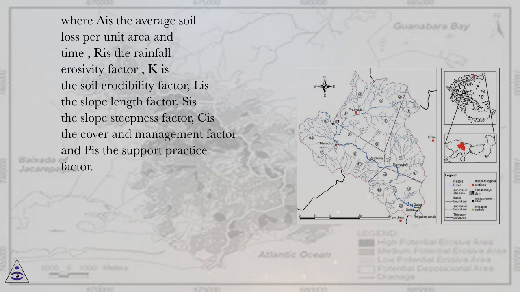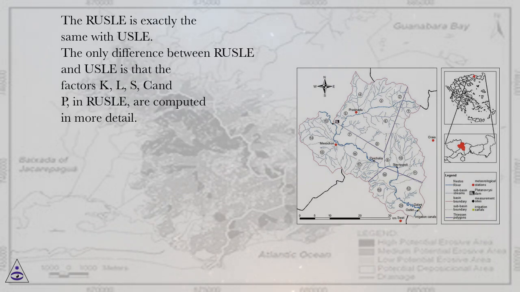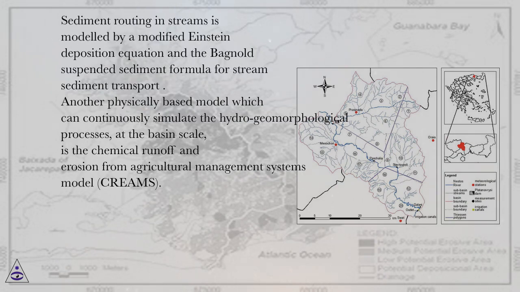Where A is the average soil loss per unit area and time, R the rainfall erosivity factor, K is the soil erodibility factor, L the slope length factor, S the slope steepness factor, C the cover and management factor and P the support practice factor. The RUSLE is exactly the same as the USLE. The only difference between RUSLE and USLE is that the factors K, L, S, C and P, in RUSLE, are computed in more detail. Sediment routing in streams is modeled by a modified Einstein deposition equation and the Bagnold suspended sediment formula for stream sediment transport.